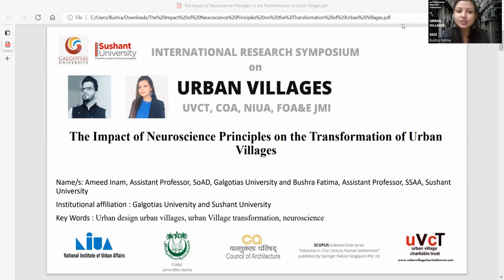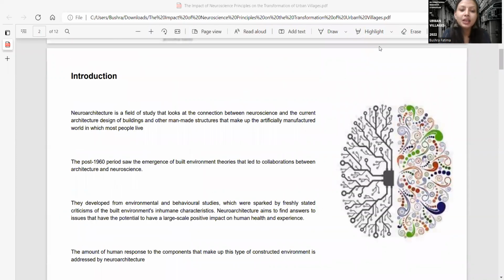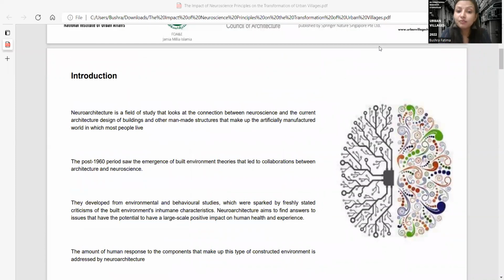The topic of our presentation is the impact of neuroscience principles on the transformation of urban villages. The prime objective of this paper is to define the link between built environment concepts in the context of urban villages and the impact of neuroscience principles on the transformation of urban villages into urban cities in the last 50 years. Further, it aims to link inferences from neuroscience theories to architecture and built environment principles and theories.